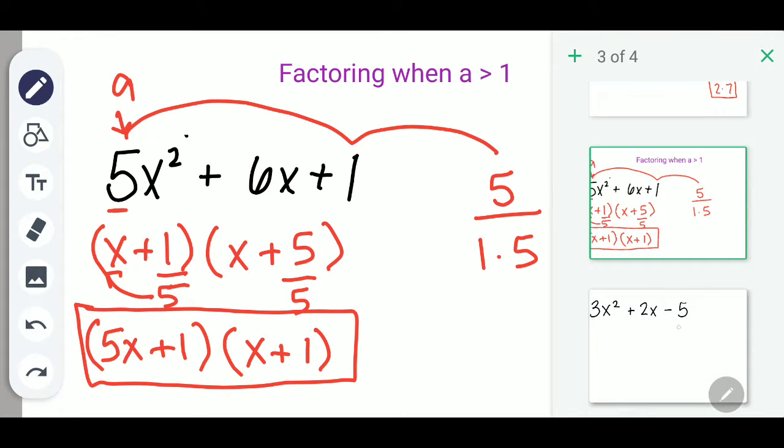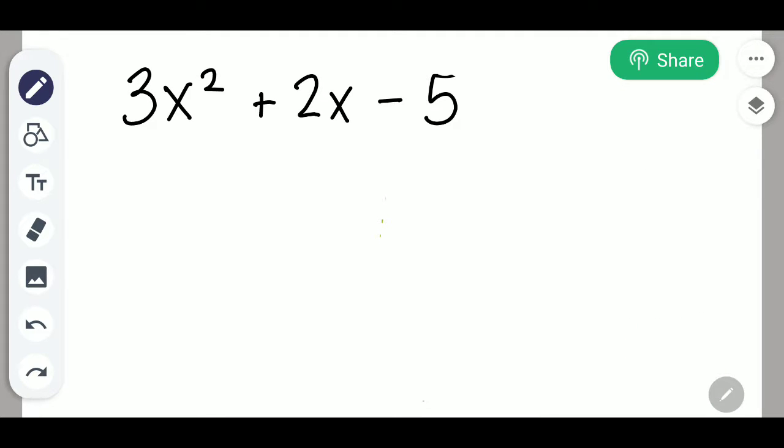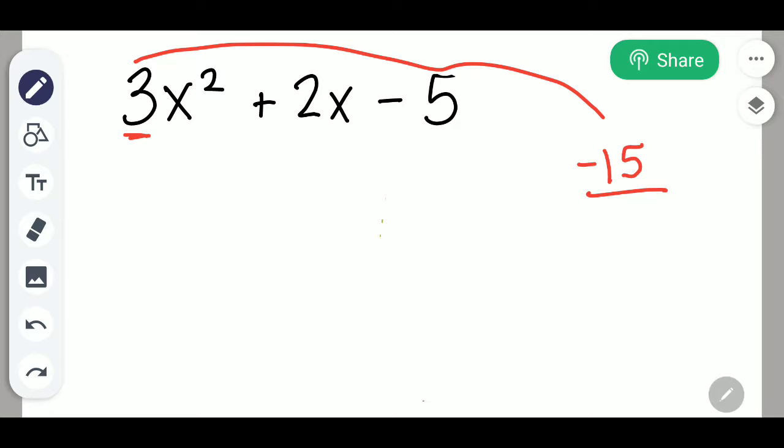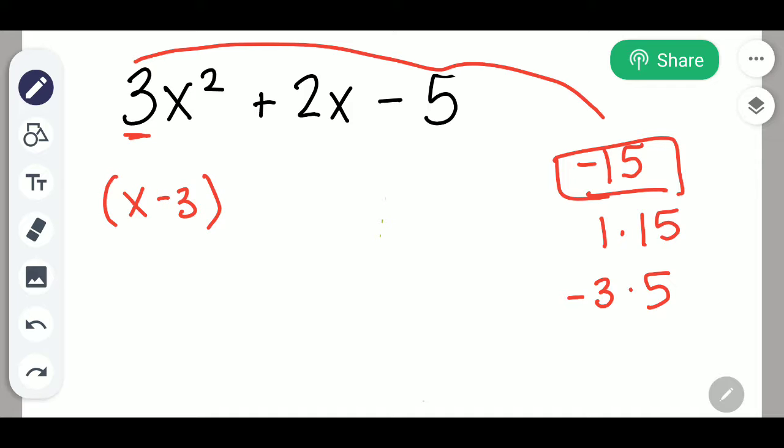All right, let's look at one more example, and then we'll be done. Okay, so again, our A value is 3. So 3 times negative 5 gives us negative 15. So what multiplies to make 15? 1 and 15, 3 and 5, and that's it. So we know one of them's going to be negative because we're trying to make a negative 15 right out here. So which can we make? And we want to make it a positive 2. So right here, negative 3 times 5, x minus 3, x plus 5.